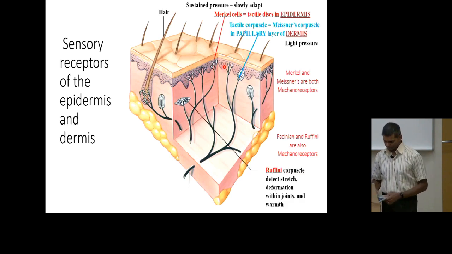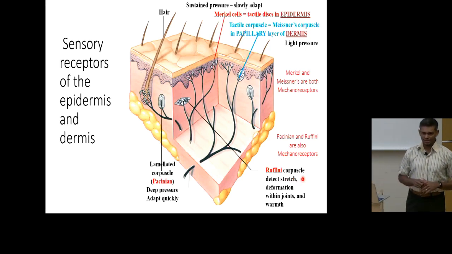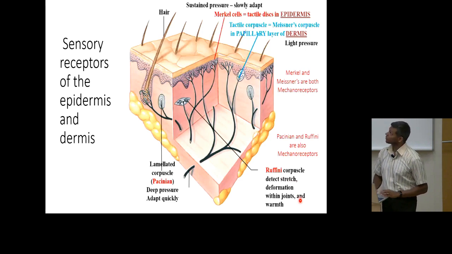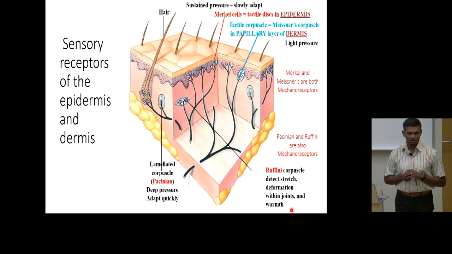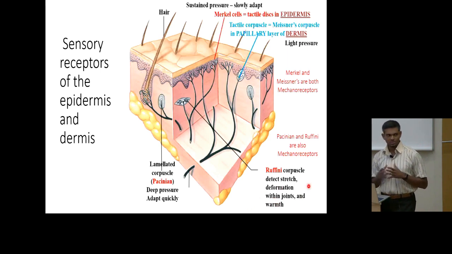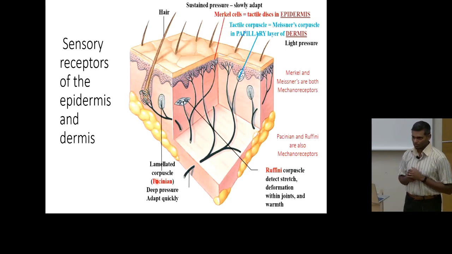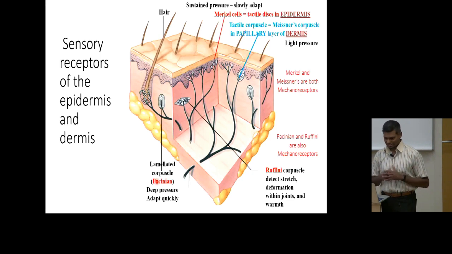So if you come deeper, you have the Ruffini corpuscles and Pacinian corpuscles, and notice that in the slides I posted, Ruffini corpuscles have a different function, so make sure you note this one down. The Ruffini corpuscles and Pacinian corpuscles, though they are located deep in the dermis, have different functions. So these corpuscles can detect stretches, and if there's any sort of change in temperature, that can be detected by these corpuscles. And Pacinian corpuscles can detect deep pressure, and they can also adapt pretty quickly to this deep pressure and it can be sensed by the body.